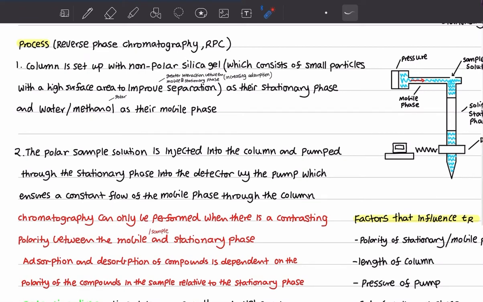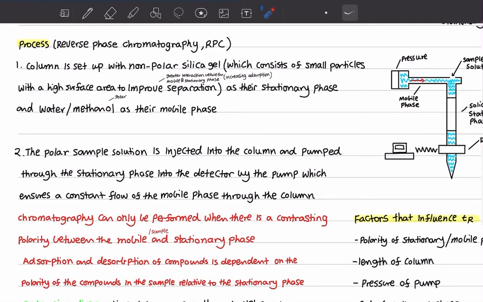For this example, I'm just going to use reverse phase chromatography, or RPC for short, but the general theory of this type of process can be applied to any type of chromatography. So for this, the stationary phase, which is the solid onto which the components of the sample adsorb, is set up using silica gel, which are small particles that are nonpolar with a high surface area to improve the separation of the compounds in the mixture. So that's going to be their stationary phase.